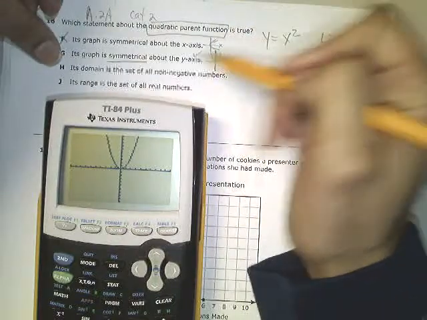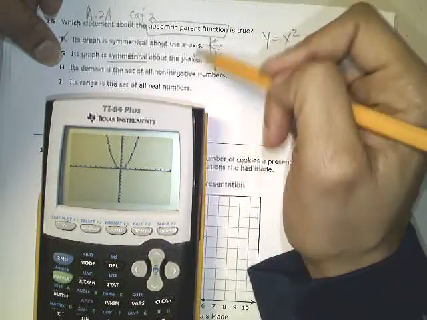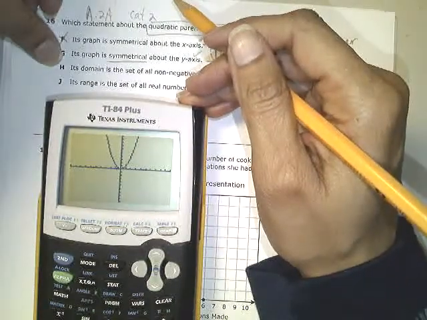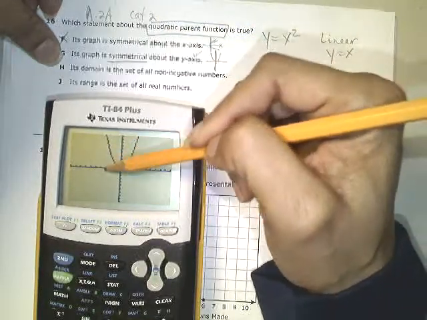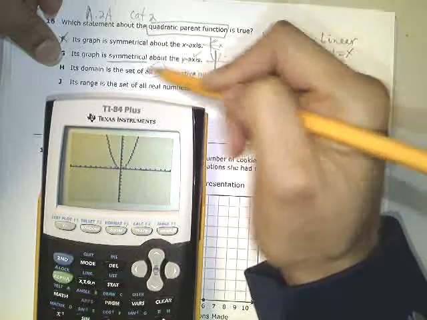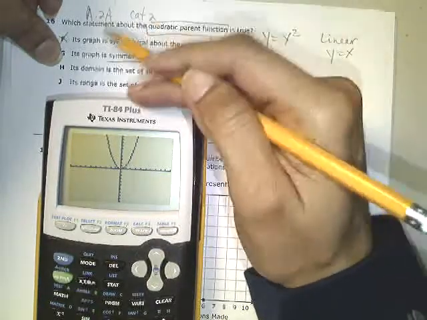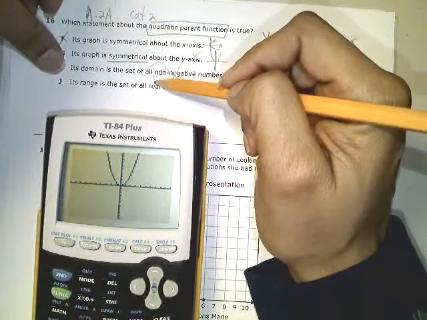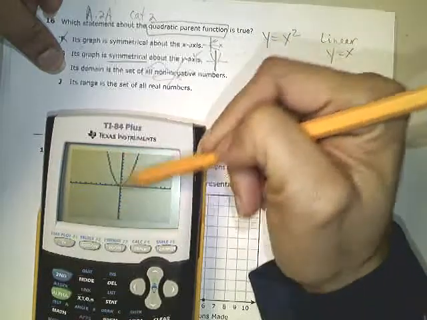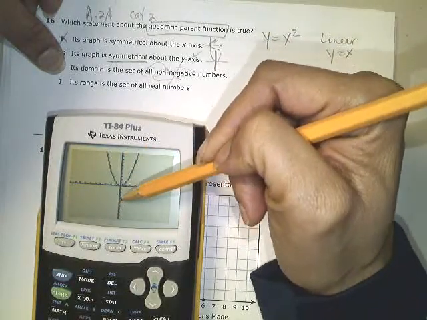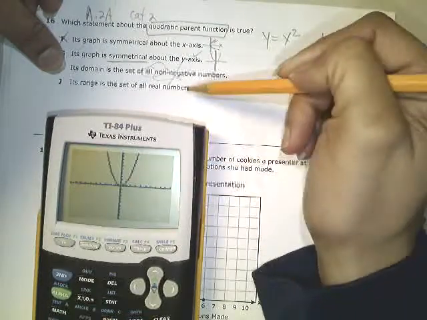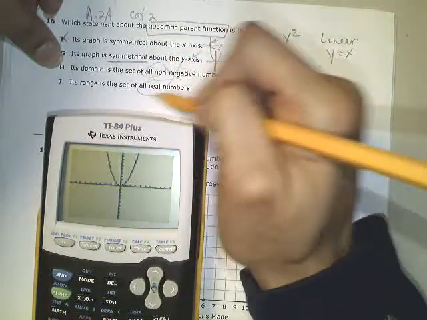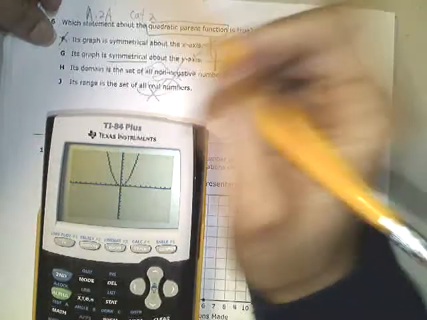The domain is a set of all non-negative numbers. Domain, remember, is your x values. I have some x values that are negative, so this is not true. Its range is a set of all real numbers. My range is my y. That's not true because there are no negative y values. So that's not true. The answer is G.